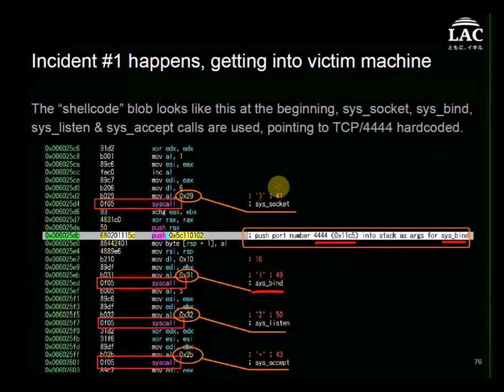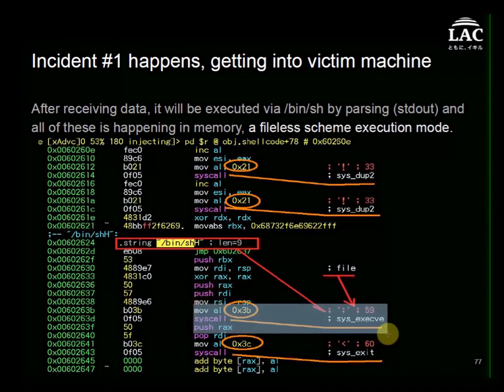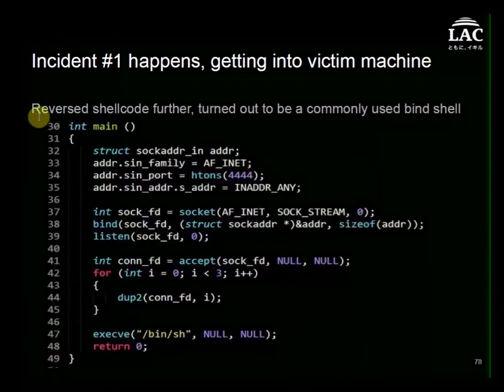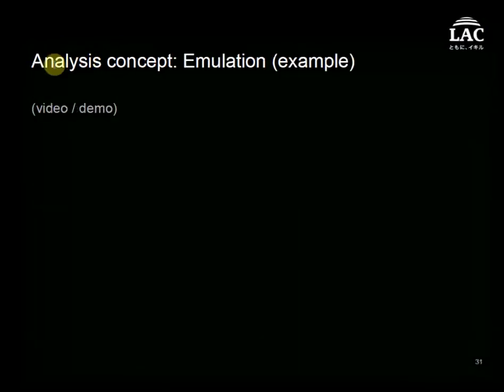And if things go as per plan, the socket is started to be called there, invoking other syscalls for bind, listen, and accept for the communication to the remote address. There are two dups being executed there, and then as you can see, there is a message being pushed in the RBX, and it is piped to execve, and then it will exit. It is actually a bind shell.